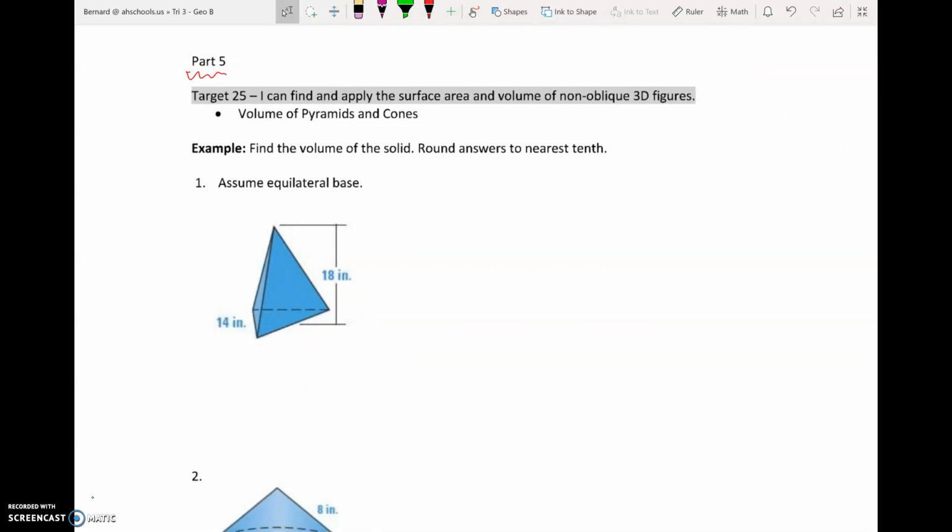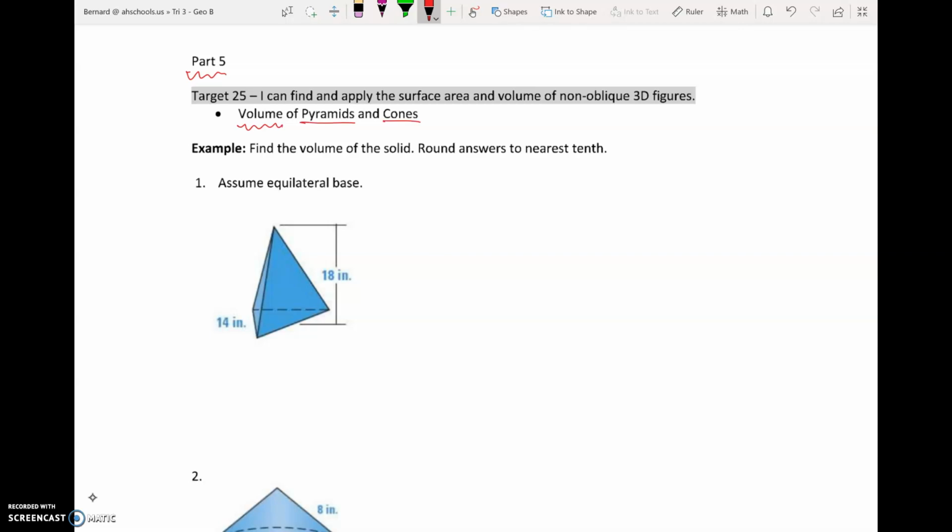In Parts 2 and 3, we were talking about surface area of prisms and cylinders and cones and pyramids. And then starting with Part 4, we started talking about volume of those same things. In Part 4, we talked about prisms and cylinders. Today, we're going to talk about volume of pyramids and cones.